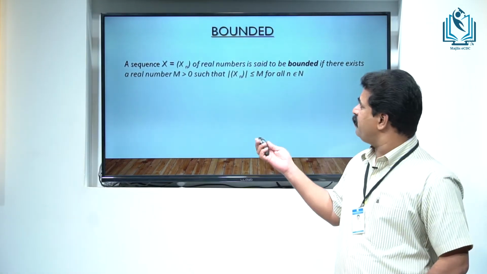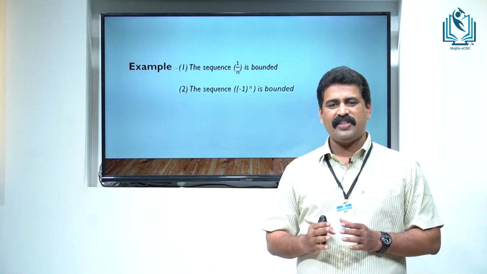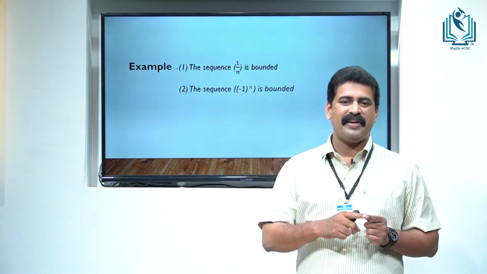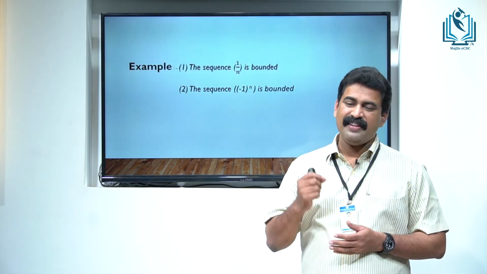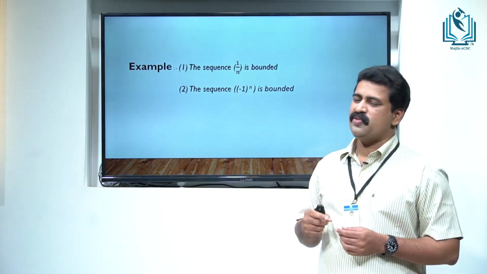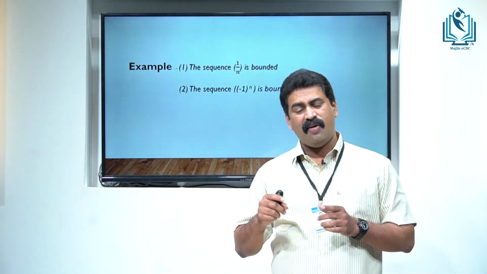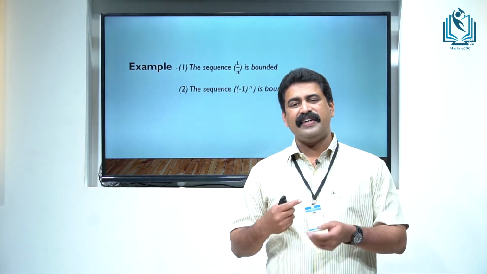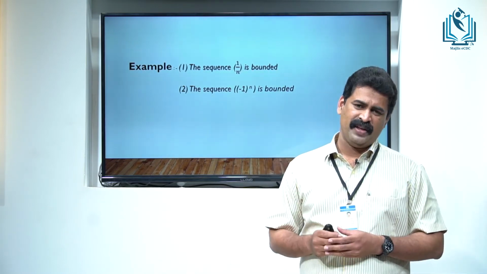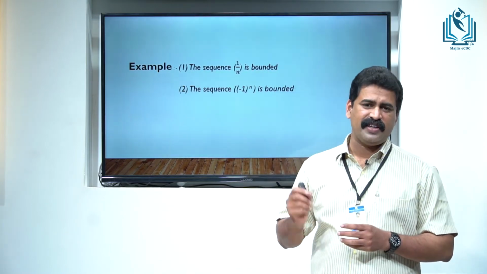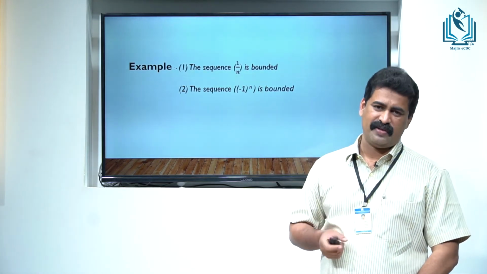For example, the sequence 1 by n is bounded because every element in this sequence lies between minus 1 and plus 1. Here we can take capital M equals 1. Another example, the sequence minus 1 raised to n. This sequence is bounded because the first term is minus 1, the second term is plus 1, the third term is minus 1, etc. That means every element in this sequence lies between minus 1 and plus 1. These are the examples of bounded sequences.